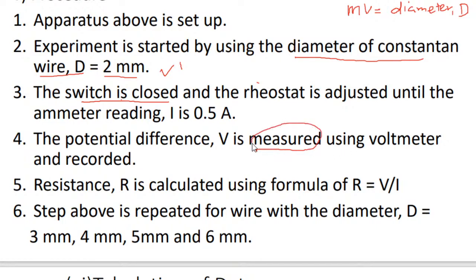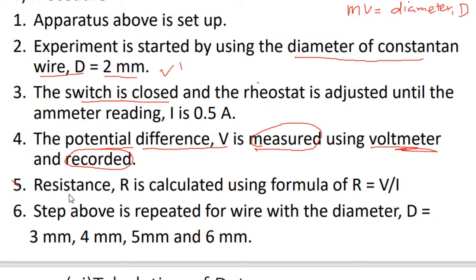Measured and recorded. For all the experiment, there must be measure and record. Okay, measure and recorded. The voltmeter, the potential difference V, measured using this instrument, okay, and then recorded. Now, let's say you write until number 4 only and you forgot number 5, mark also will not be given because we don't know where is your resistance.